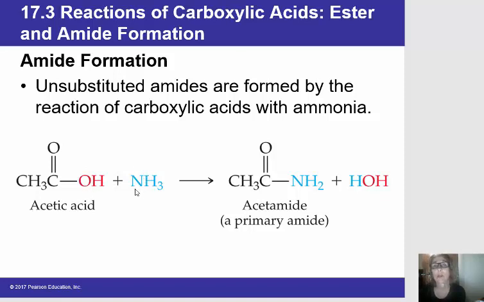So when we react ammonia with a carboxylic acid, we will always form a primary amide. Hydrogen from the ammonia reacts with the hydroxyl from the carboxylic acid to form water, and that amine, or the ammonia nitrogen, forms a bond with a carbonyl carbon from the carboxylic acid. And this primary amide is the easiest to name, based on the acid name: 2 carbons, acetic acid, acetamide.